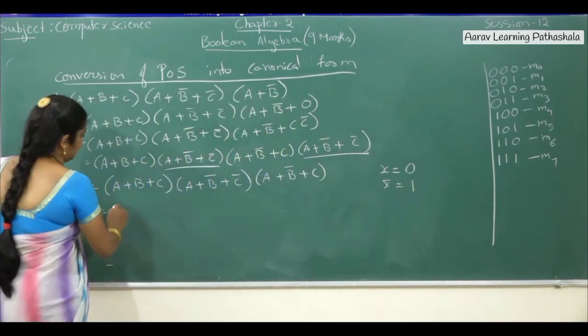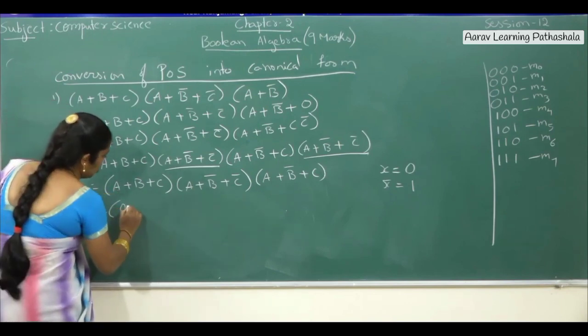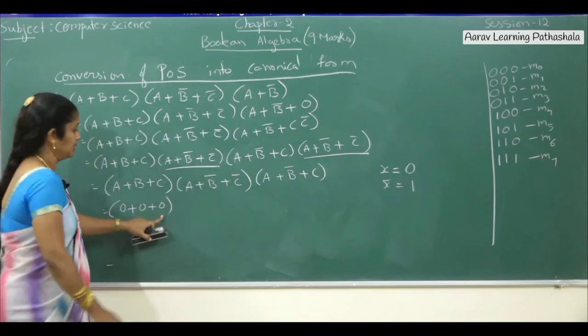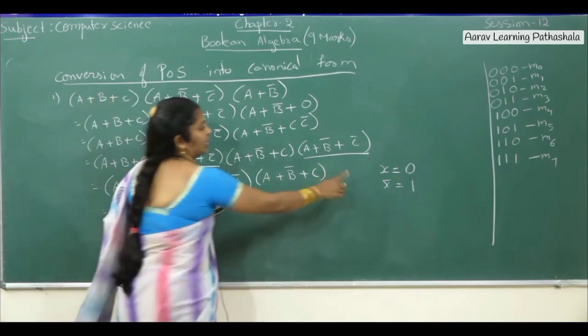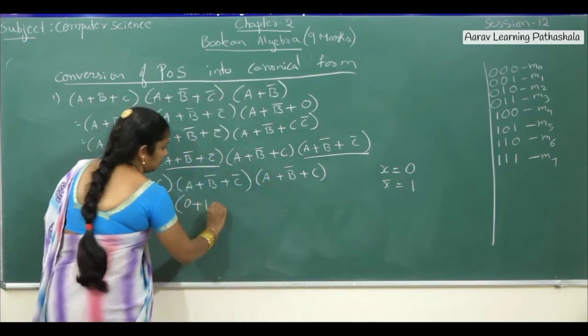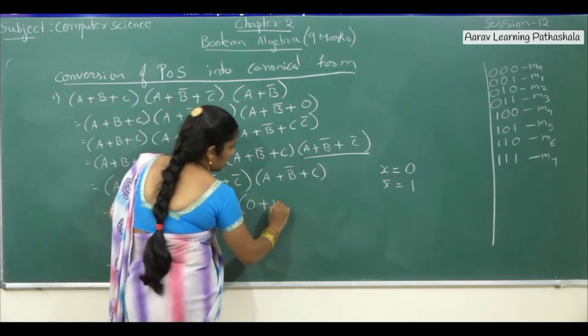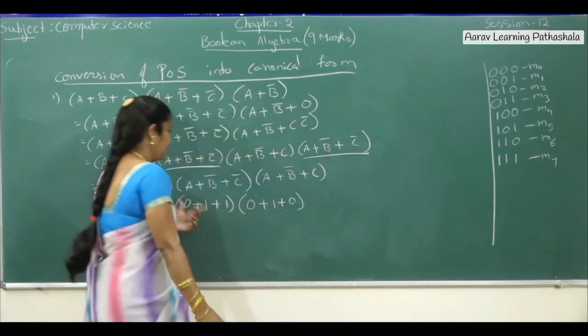Therefore, here what is the expression? The variable is not complemented, so you have to write 0 plus 0 plus 0. Now here 0 plus complement: if the variable is complemented, then you have to put 1, so 0 plus 1 plus 1. Then next 0 plus 1 plus 0. Now it's clear, this is the binary format.